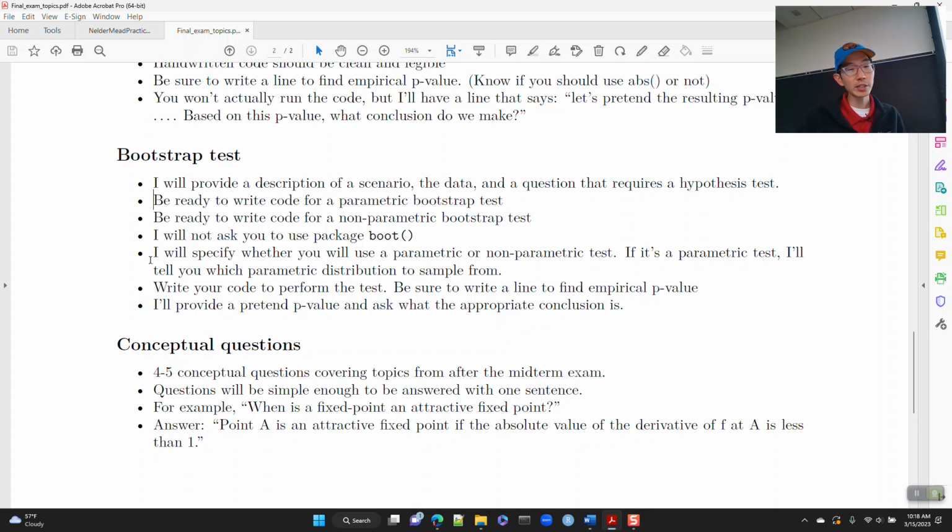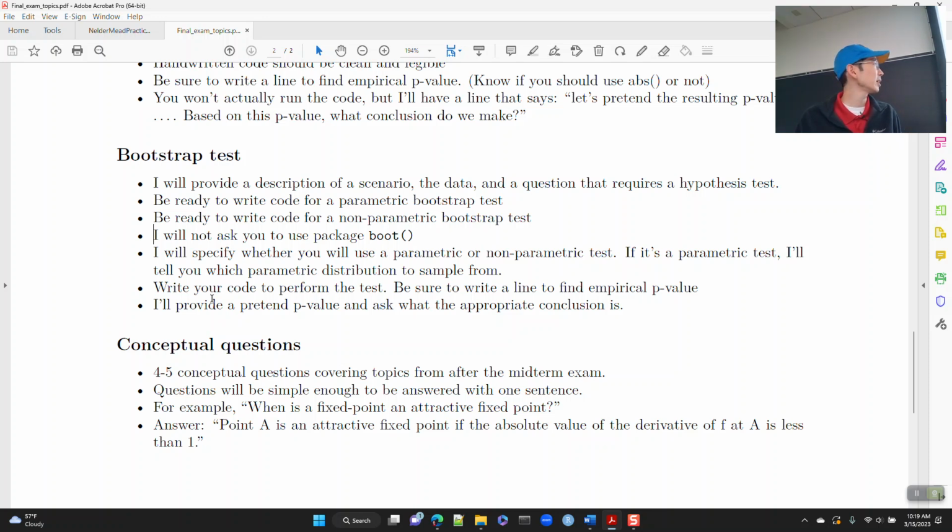I will not ask you to use package boot. However, you are allowed to use package boot if you are comfortable using it. I didn't require it in the homework, but I do have notes on it. If you want to use library boot and write your statistic function where it takes the data and the indices and resamples your data accordingly, you're allowed to do that. You're not required to, okay?